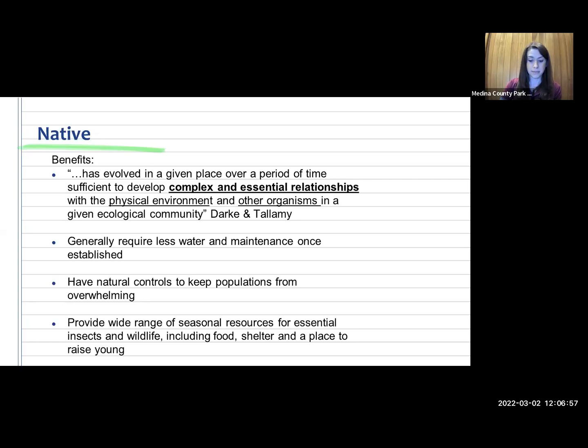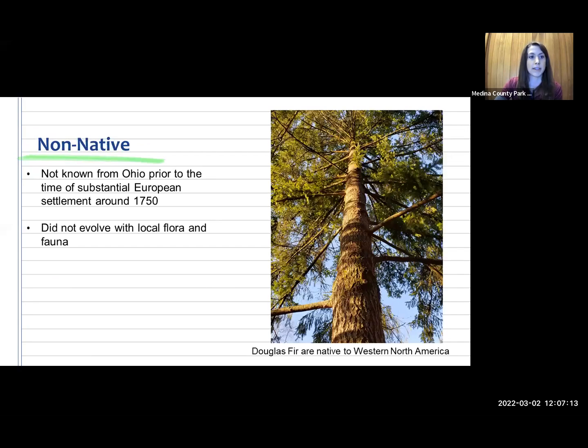We'll see as we continue to go forth that some of our animals and plants are not all created equal, especially if they aren't native and haven't had time to develop these really great, complex and essential relationships. So that makes us go to non-native.